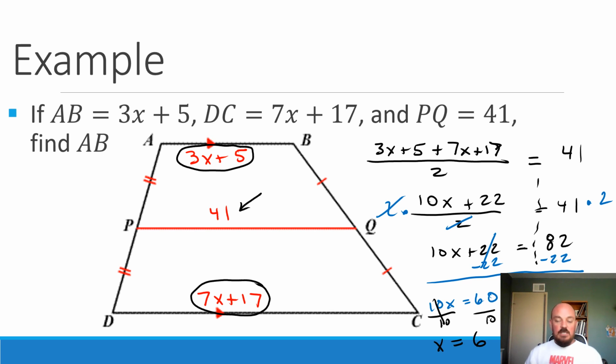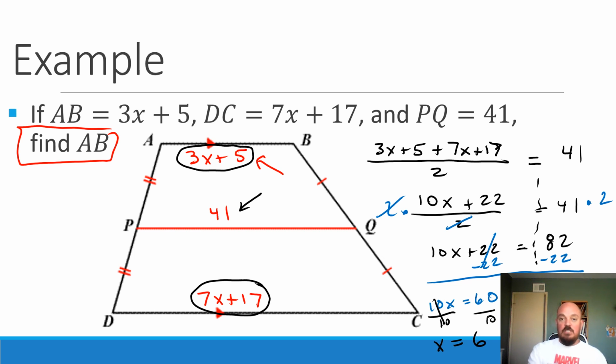Now remember, I've been telling you throughout the year, when you think you're done with a question, pause for a second and go back and look at the question. Because I didn't say solve for x here. I said find AB. And AB is 3x plus 5. So I have one more step to this question.